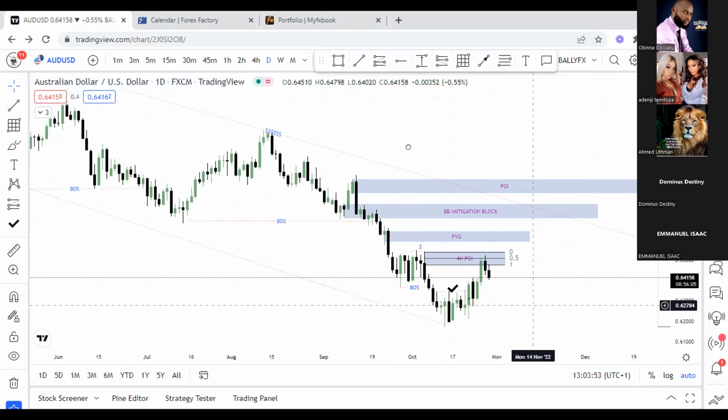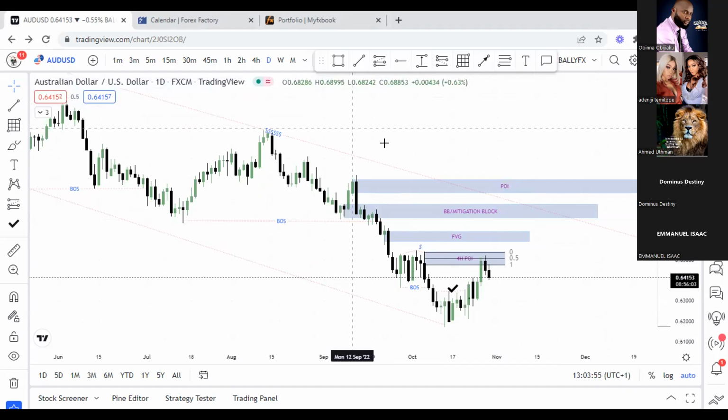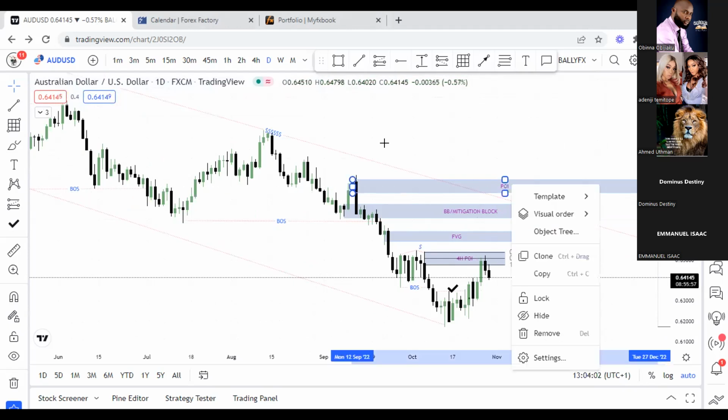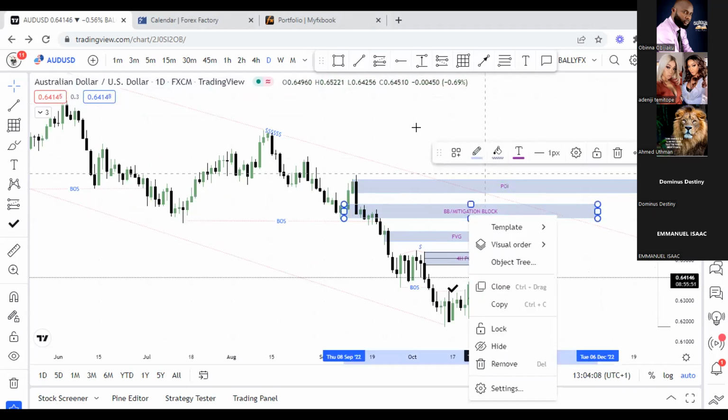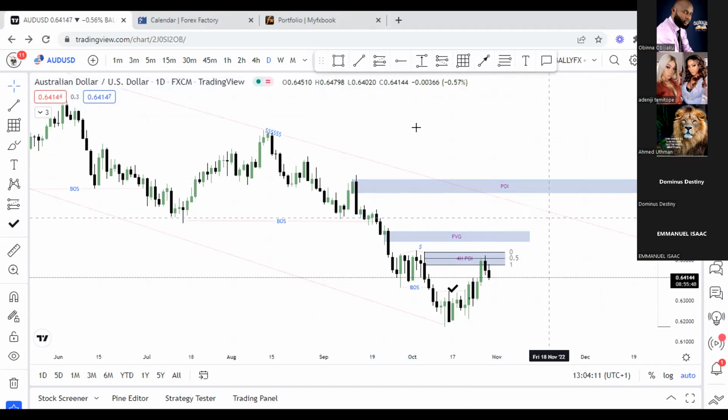Well, it seems to have too many areas of interest. Oh, I just drew it as some of them are from lower time frame. Delete it. Do you guys understand? Yeah.